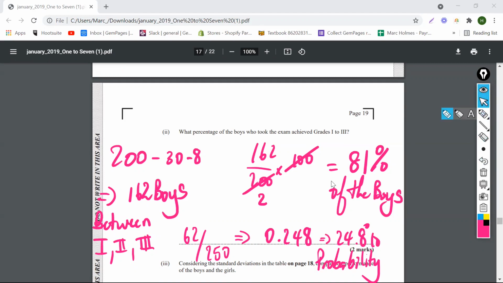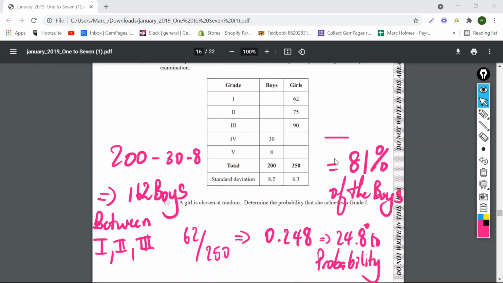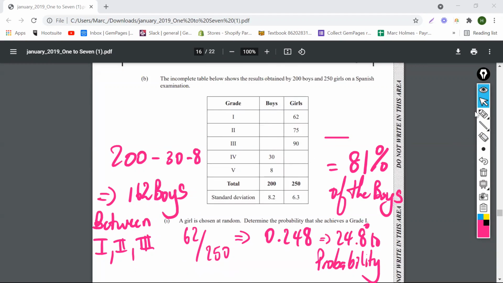So guys, it says here, find the percentage of boys who achieved the grades 1 to 3. But if we look at the table, it's really the table that helps us. We don't know the amount of people who got 1s, 2s, or 3s, but we know how many didn't get them, the 4s or 5s. So the amount of boys that got 1s, 2s, and 3s would have to be 200 minus the 30 and the 8. So we know 162 boys got 1, 2, and 3.